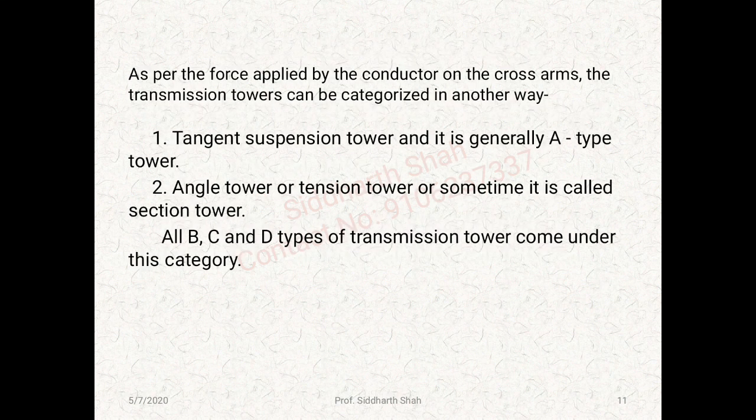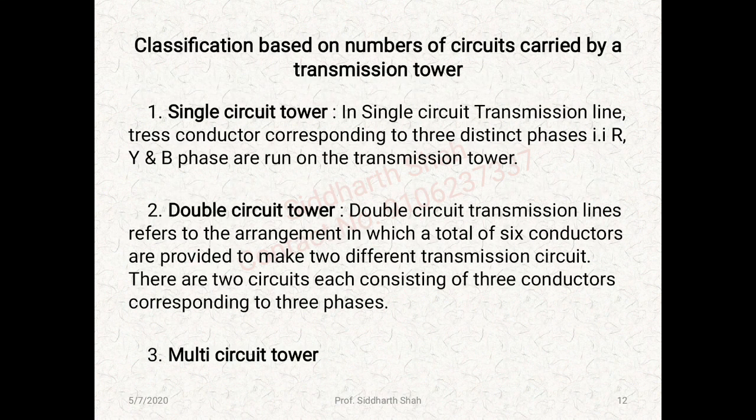Now, as per the force applied by the conductor on the cross arms, the transmission towers can be categorized in another way: tangent suspension tower, which is generally A type tower; and angle tower or tension tower, or sometimes it is called a section tower. So all the transmission towers of B, C and D type come under this category.